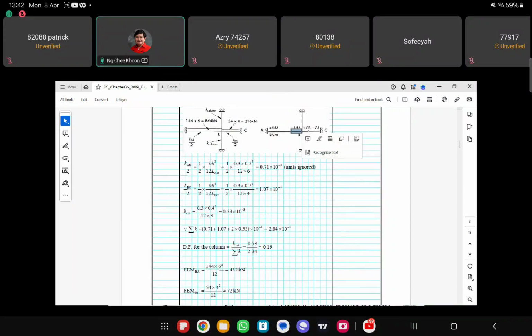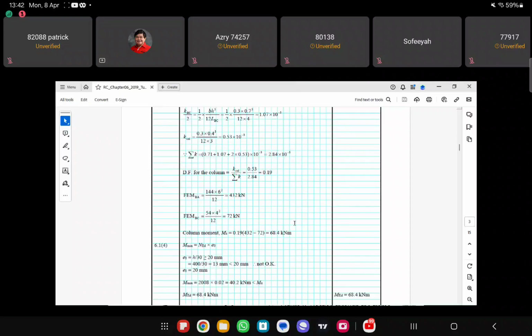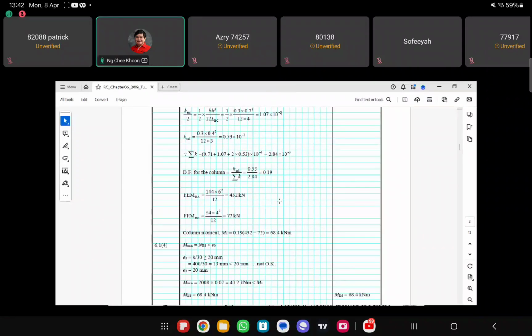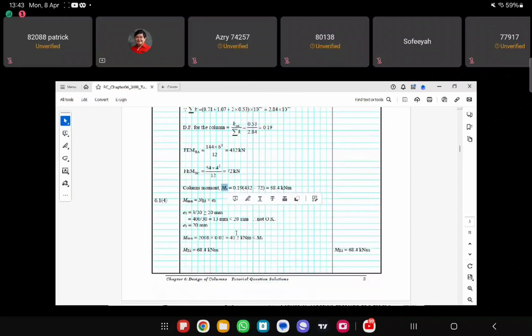But for you, you can make use of the sign of minus 432 plus 72 over here, if you want to know what is the direction of the moment. But here I'm only calculating the magnitude. So meaning that this is not giving you the correct direction. This is only giving you the magnitude. So this is z-axis bending, so it's Mz, right?